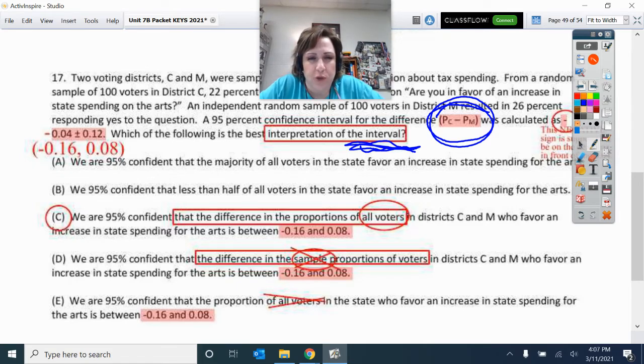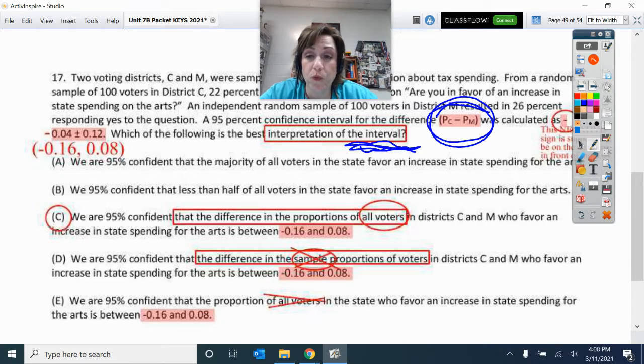Responding yes to the question. Okay. So first I need these numbers, negative 0.16 to positive 0.08, in the conclusion or in the interpretation of the interval. So that's C, D, and E. A and B are out because they do not have the interval in them.